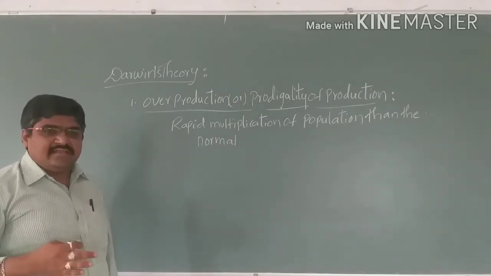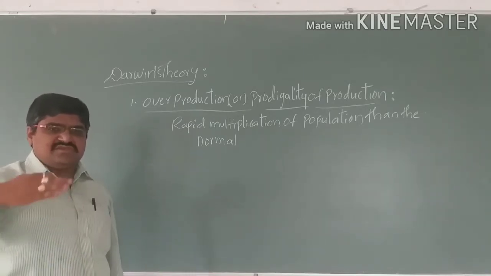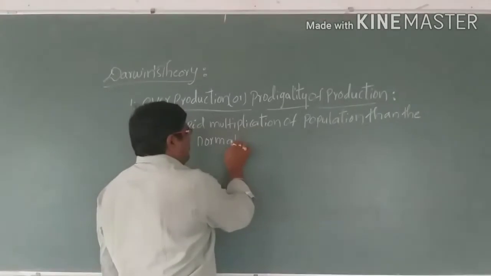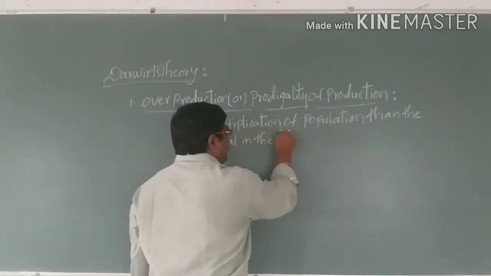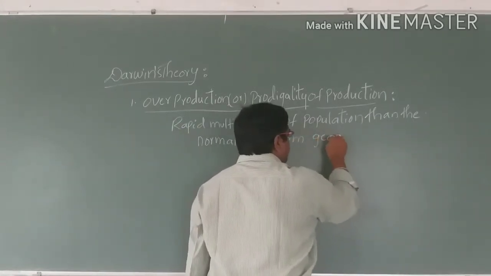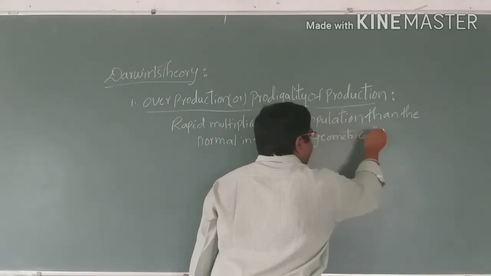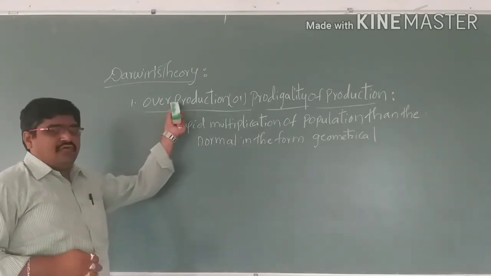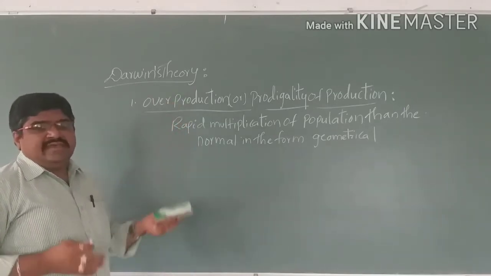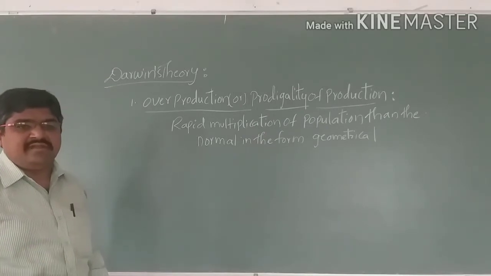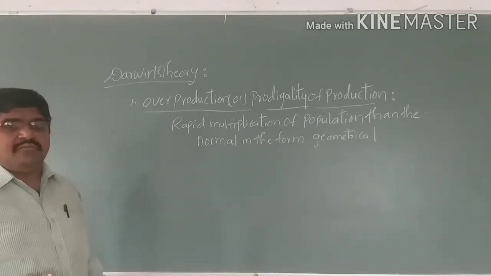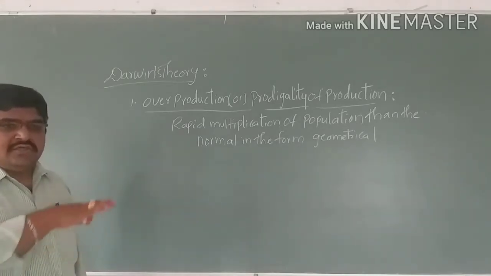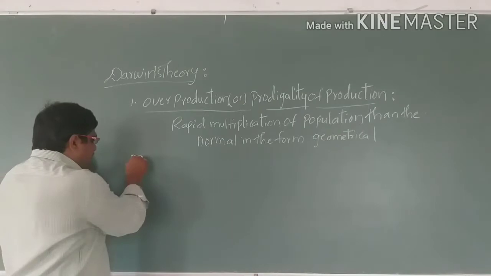When the population is increasing rapidly, not at the normal rate but geometrically, we call it overproduction. When this happens, a single species may occupy the total environment.